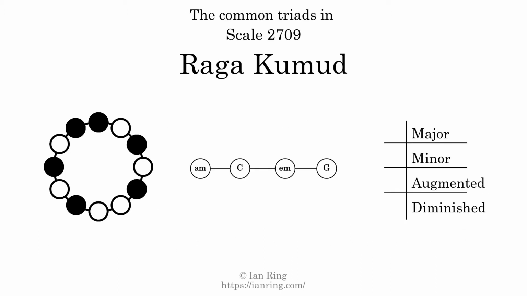101010010101. Here are the common triads present in this scale. The diagram in the center is a graph of parsimonious voice leading between triads. There are 2 major triads. There are 2 minor triads. There are no augmented triads. There are no diminished triads. Here is a Hamiltonian path of parsimonious voice leading that uses all the triads.